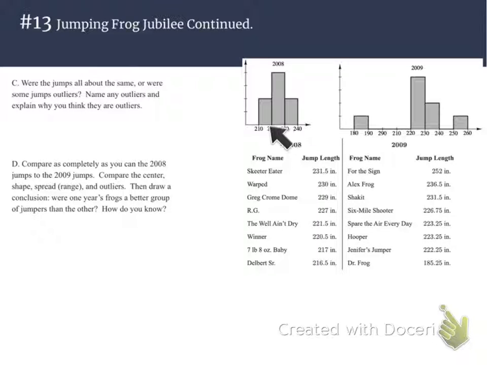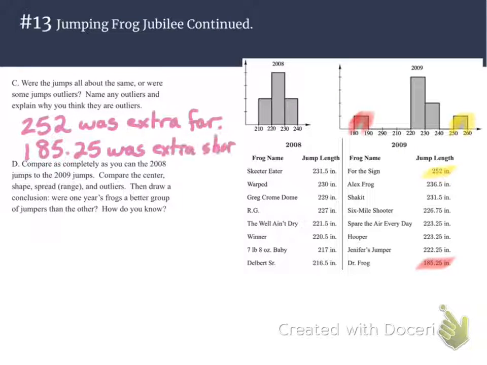Looking at 2008, it doesn't look like there's any outliers. So there's none for 2008. But I know we've mentioned a ton before. 2009, it looks like they have 2. The high end was 252, and the low end was 185 and 25 hundredths. So yeah, the 252 was the extra far jump, and then the 185 was the frog that had an extra short jump compared to the other frogs of that year.